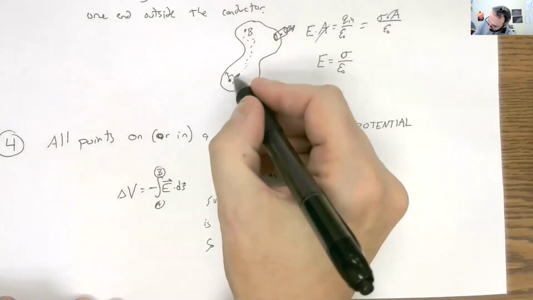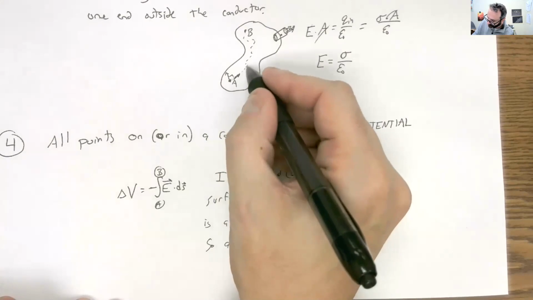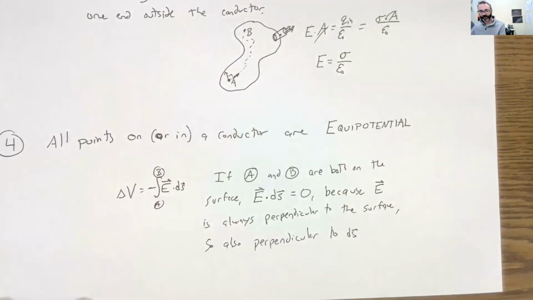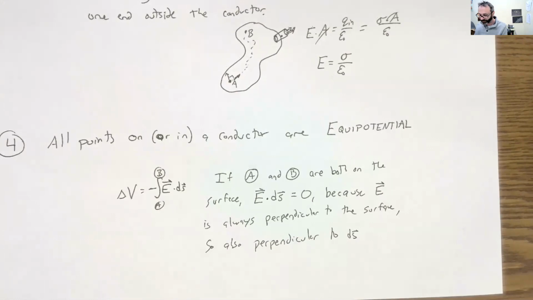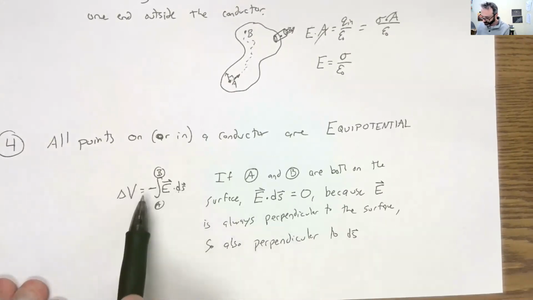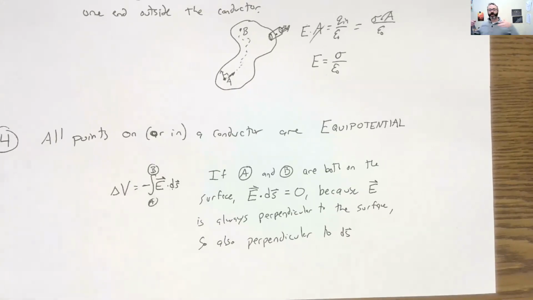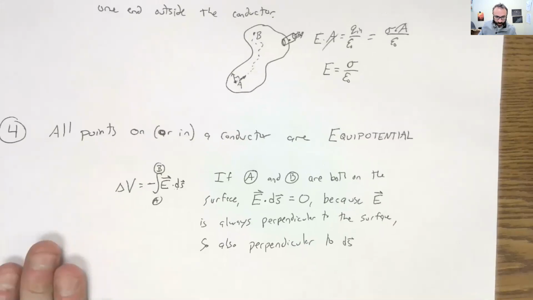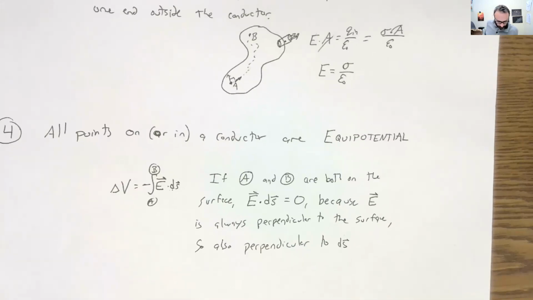You're never going to have a component of the electric field that's in the same direction as the path that you're traveling along to get from point A to point B on your surface. So if E dot ds is always 0, this integral is always 0, so your delta V is always 0. So every point on the surface of your conductor is going to be at the same potential. And those are the 4 properties of conductors that you need to know for the AP E&M test. Questions or comments about the last one or about any of them?